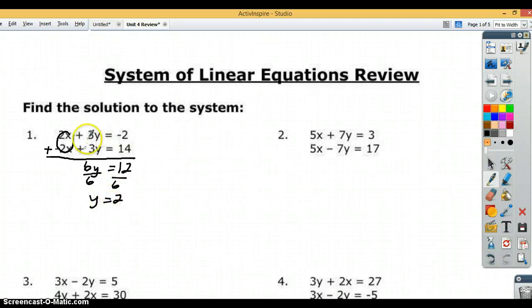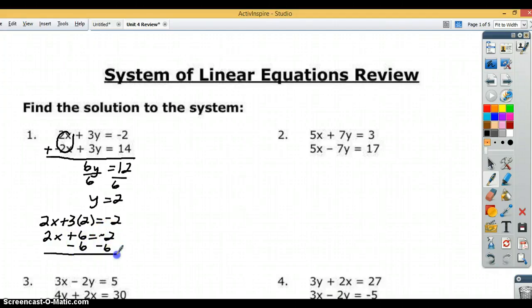Now we can take this 2, go back into one of our originals, possibly this top one, and find x. So we have 2x plus 3 times 2 equals negative 2. So that's 2x plus 6 equals negative 2. Subtract 6, and we wind up with 2x is equal to negative 8. Divide by 2, and we get x equals negative 4. So our solution to this is negative 4, 2.